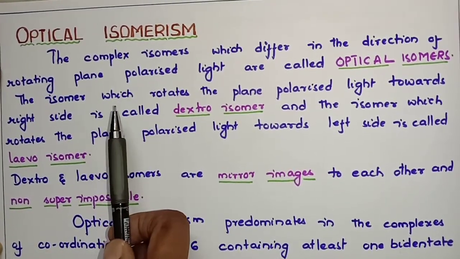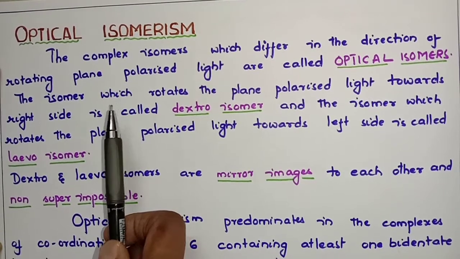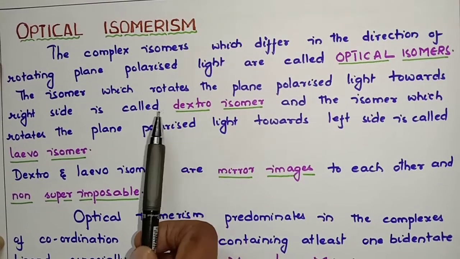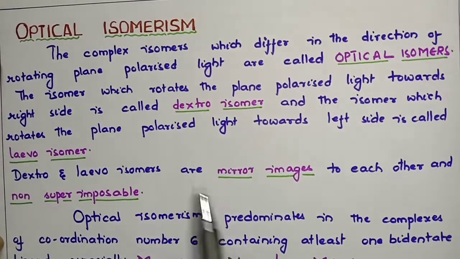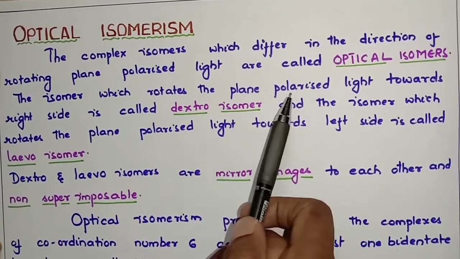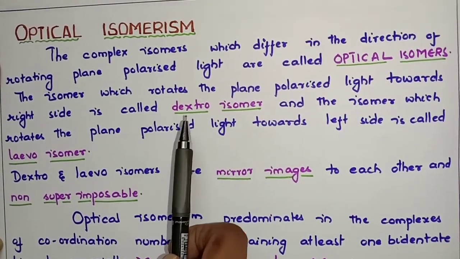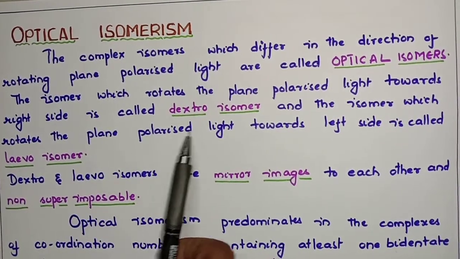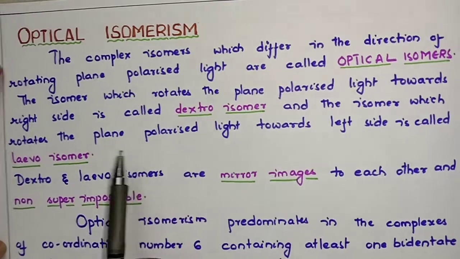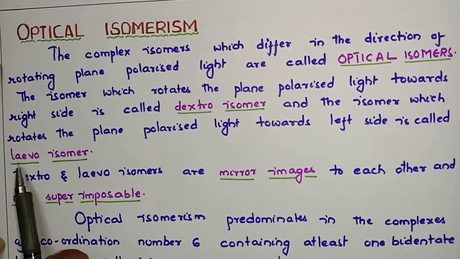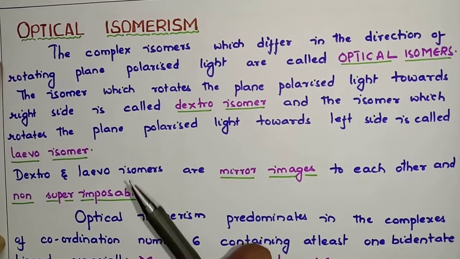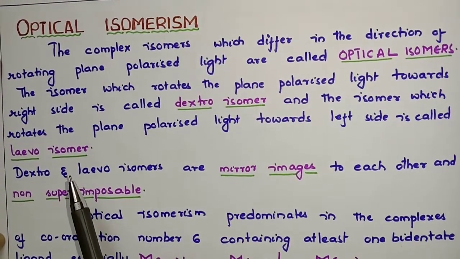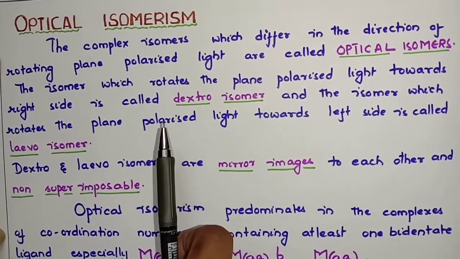Now, the isomer which rotates the plane polarized light towards the right side, we call it dextroisomer, spelling D-E-X-T-R-O. And the isomer which rotates the plane polarized light towards the left side is called levoisomer, spelling L-A-E-V-O. Okay, students, right side is dextro, left side is levoisomer. So these are the optical isomers.